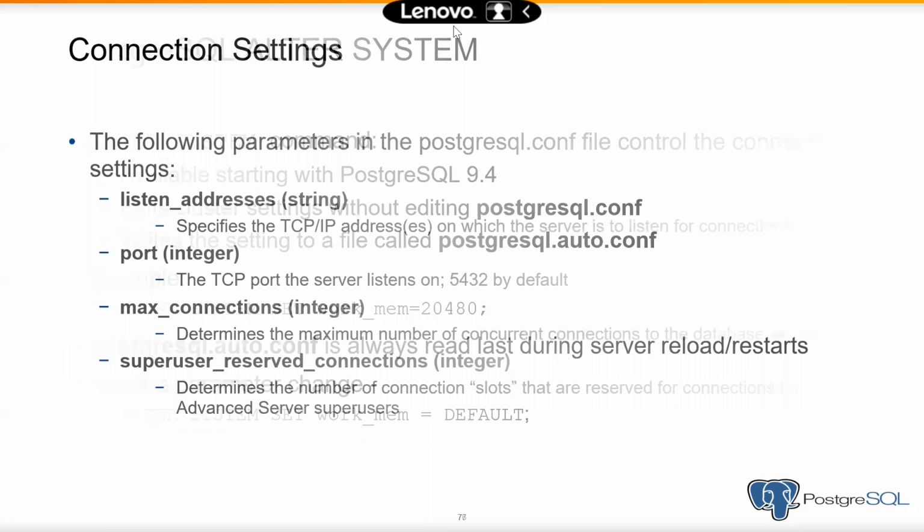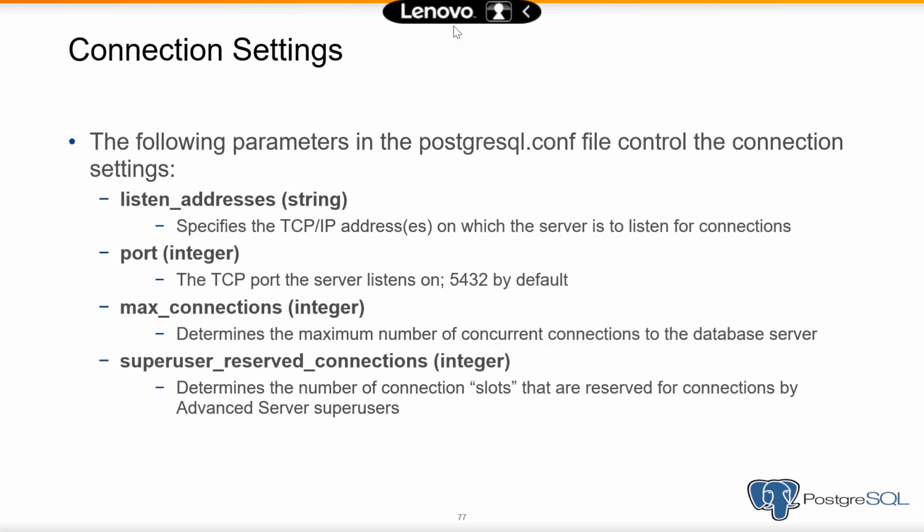Now we are going to talk about connection settings. These are all typical DBA activities. Connection settings start with the listen address. The listen address is the IP address of the production server. If a client is trying to connect to the production server, you need to add the IP address inside the listen address. That is the production server IP address, what we call.